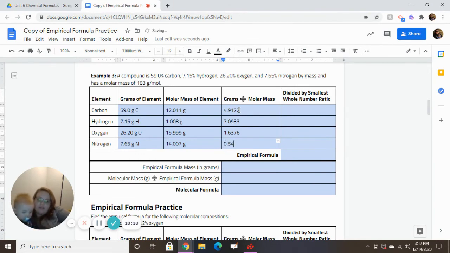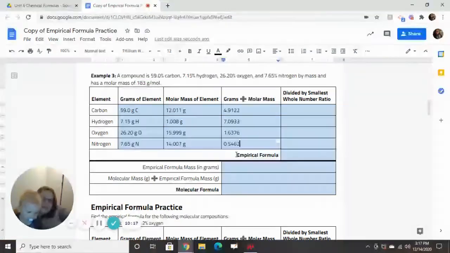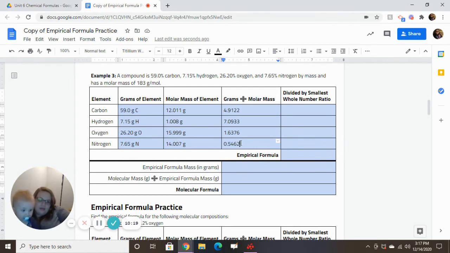That's 0.5462. All right, so my smallest one is my nitrogen one. So that's what I'm going to divide all of them by. 4.9122 divided by 0.5462 is 8.99, so that's going to become 9.